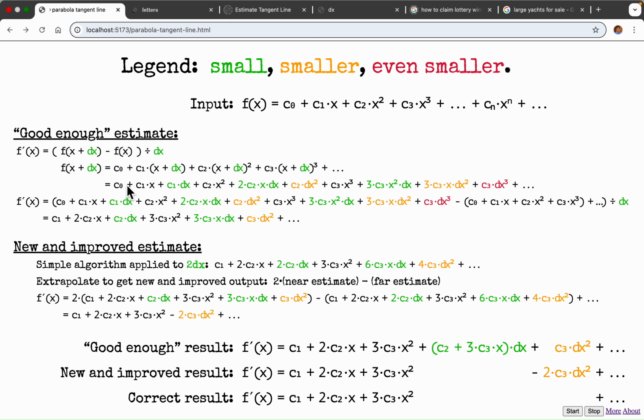We plug this answer, what is f of x plus dx, into here, and we also plug the initial function into here. And that's where we get this big long equation. Again, a lot of stuff. You wouldn't want to deal with this all the time, but there's nothing here you can't deal with. It's just finding similar things. C0 minus C0 disappears. So anyway, this gives us a look at what our good estimate's going to look like.